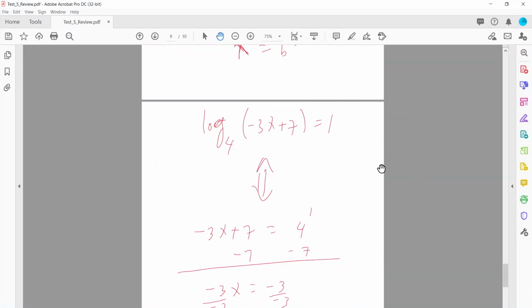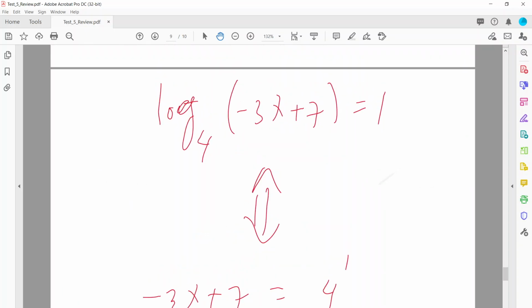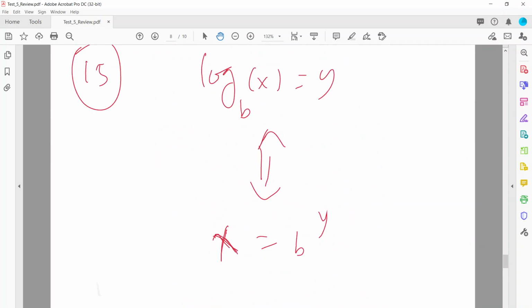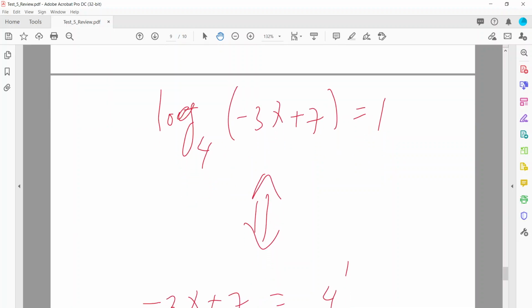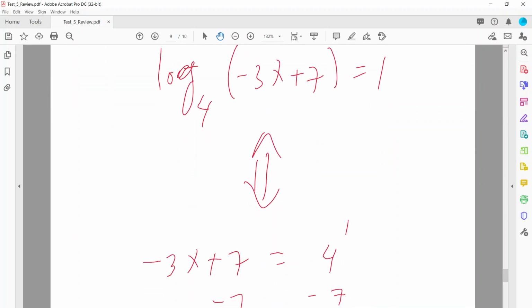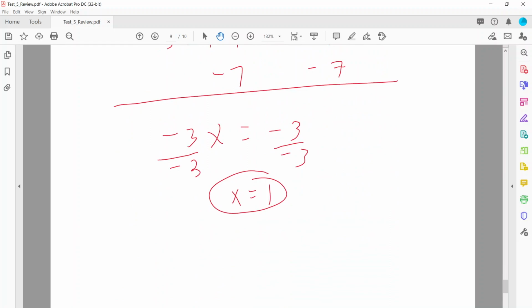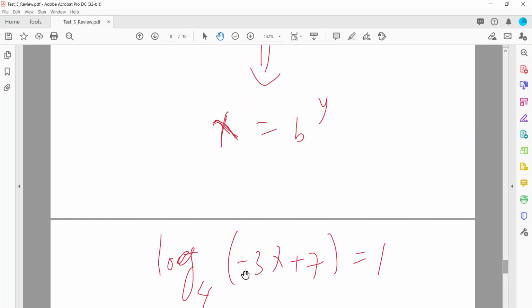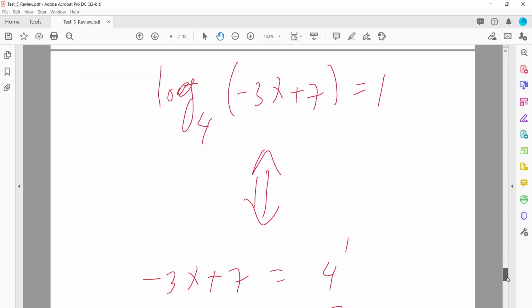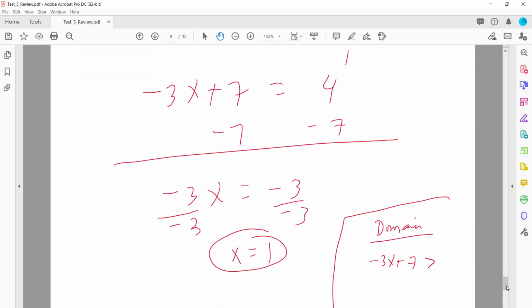To find the domain, what you can do is you can just express this. To find the domain, this -3x plus 7 should be greater than 0. I had to find this domain early, but I'm doing it here. -3x plus 7, this one should be greater than 0. That will help us to find the domain.